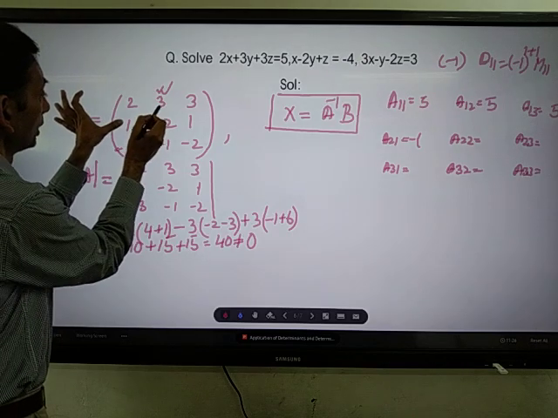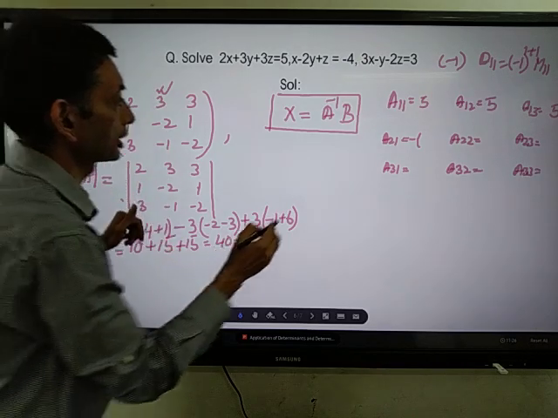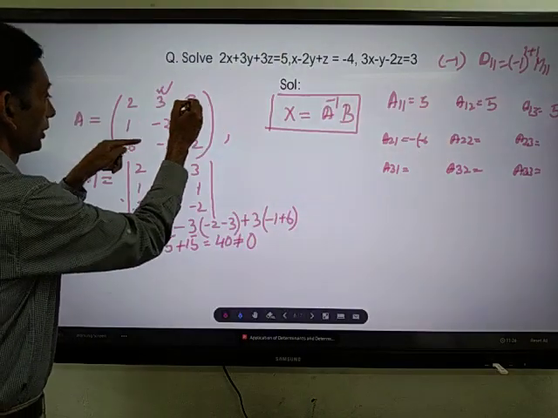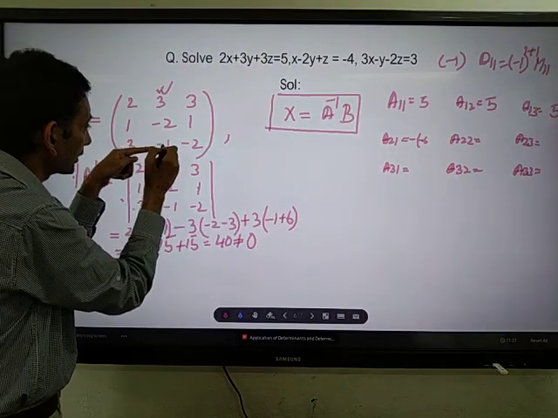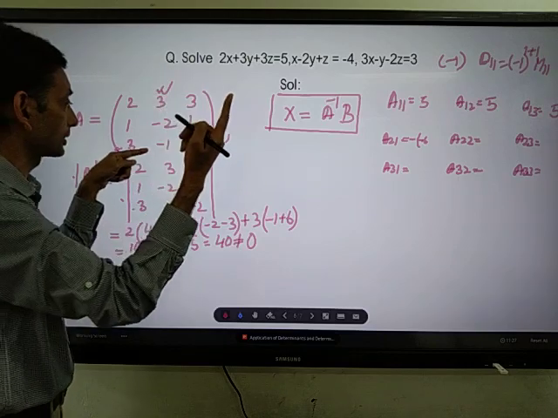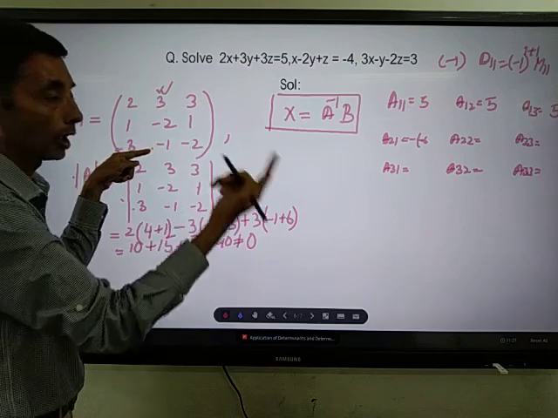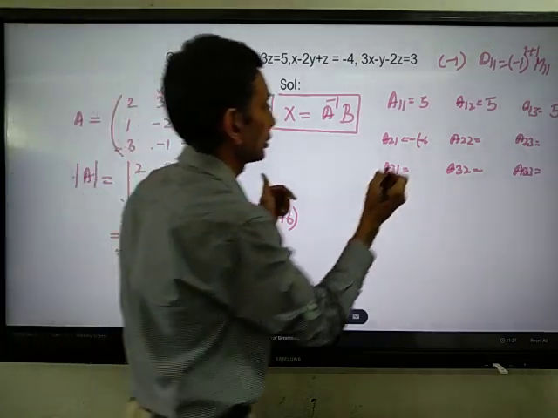Then you will multiply this. 3 into minus 2 is minus 6. Then you need to multiply this 3 into minus 1. To multiply 3 into minus 1, there will be one extra minus sign. So 3 into minus 1 is minus 3, multiplied by one more minus sign, it will be plus 3.